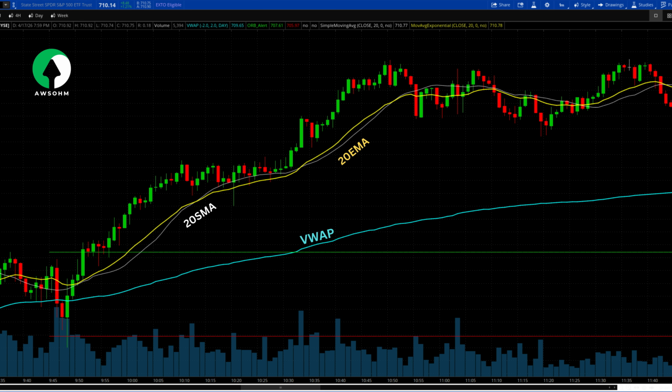Stochastic oscillator. Stochastic works similarly to RSI but is faster. In strong trends above a 20 EMA, traders wait for stochastic to reset to oversold, then turn upward for entries. This helps catch quick continuation moves.